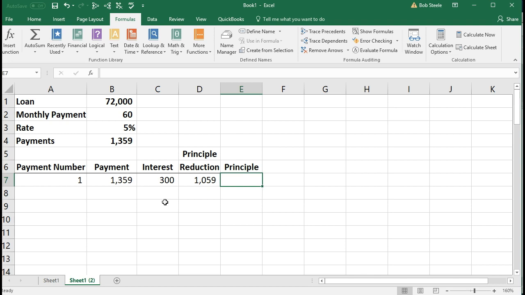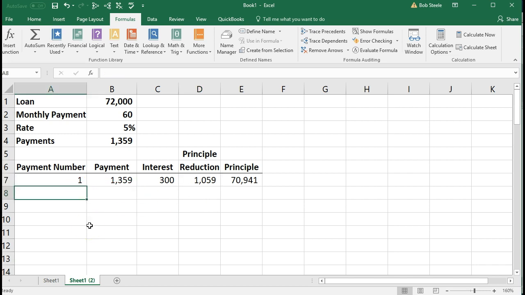Then our new principal amount is going to be equal to the 72,000 minus this decrease in principal. So after our first payment, we still owe 70,941, and we had the payment of 1,359, but broken out between interest of 300 and principal of 1,059.